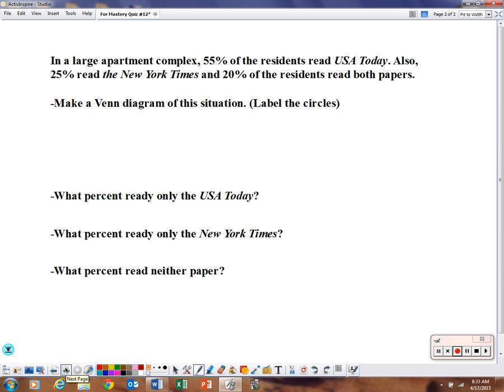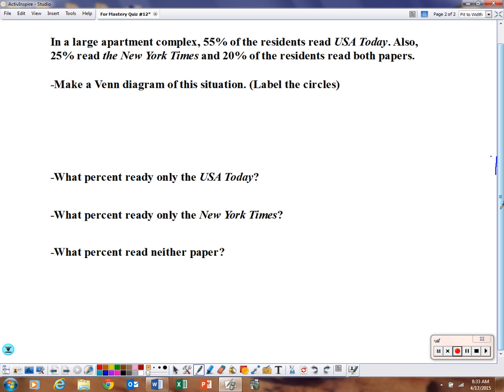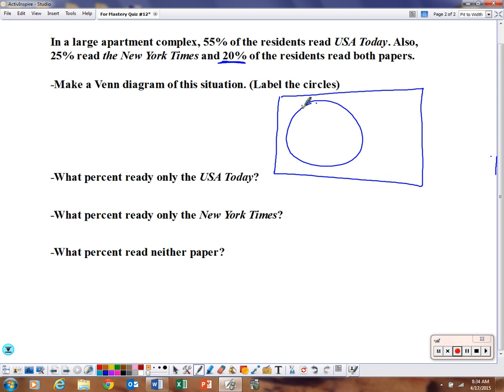In a large apartment complex, 55% of the residents read USA Today. Also, 25% read the New York Times, and 20% of the residents read both papers. Make a Venn diagram of this situation. All right, so we have a rectangle. There's two situations here, and it is overlapping because you do have some people reading both newspapers. So I'm going to mark this one the USA, and I'm going to mark this one the New York Times.